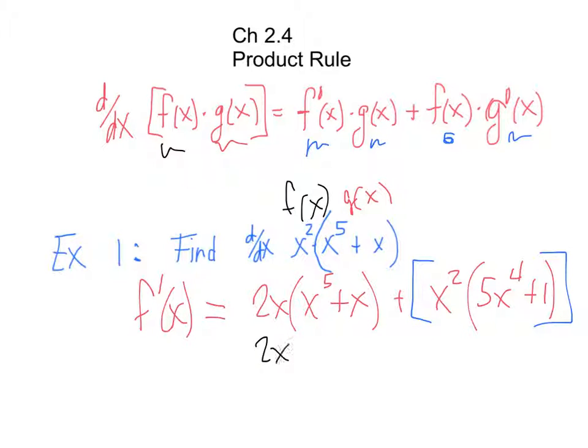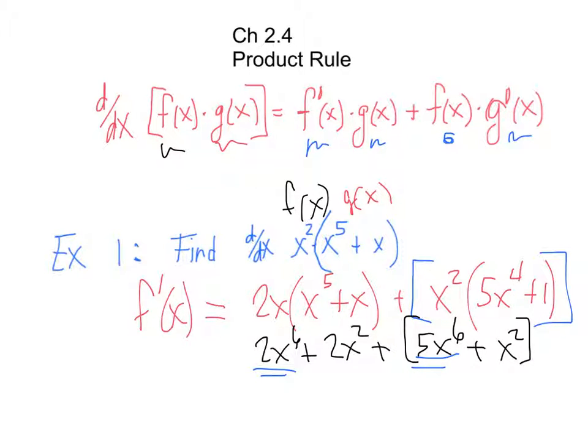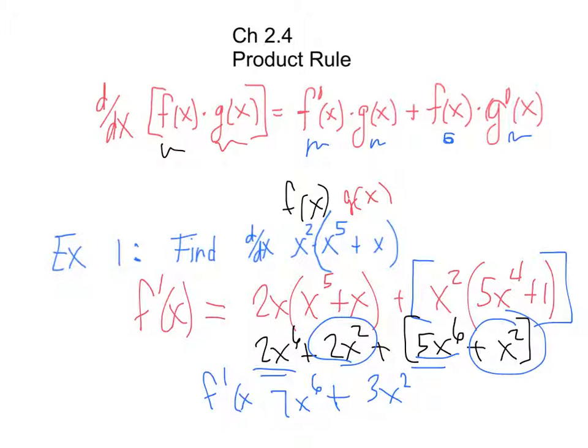So I get 2x to the sixth plus 2x squared, and then I have plus, and I'm going to go ahead and leave the brackets. It doesn't really matter. So you have 5x to the sixth, and then plus x squared. And again, you now have like terms. So 2x to the sixth plus 5x to the sixth is 7x to the sixth. And then I have plus 3x squared. And this is my derivative, okay? So 7x to the sixth plus 3x squared, that's using the product rule.